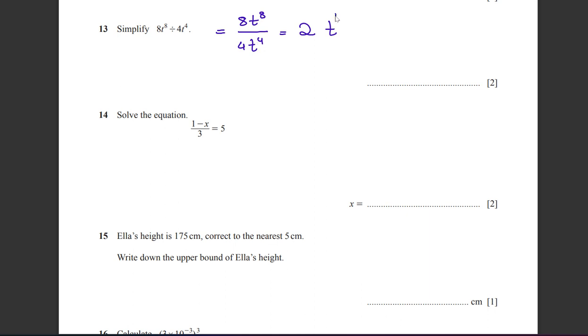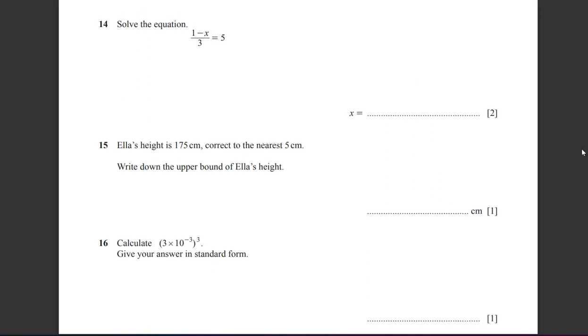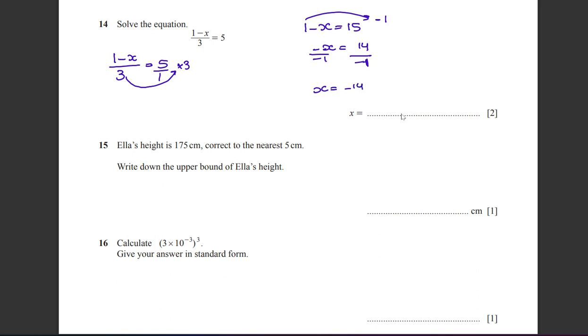Solve the equation 1 minus x over 3 equal 5. I can make it over 1 and do cross multiplication, or directly raise this 3 here by multiplication. So 1 minus x equals 15. So send the 1 to the other side by negative. So negative x equals 14. Then divide by negative 1, divide by negative 1. So x equals negative 14. So what should I write here? Negative 14.